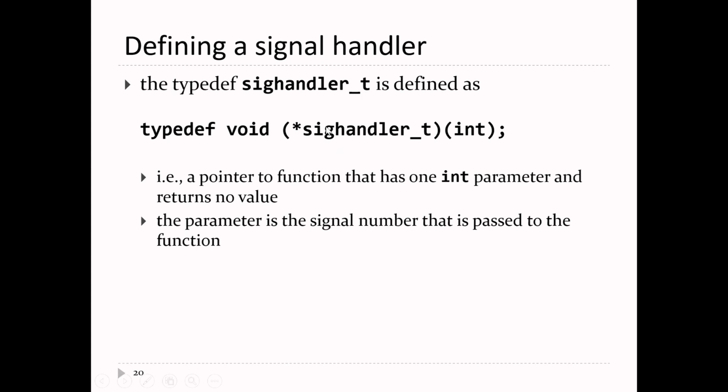To write a signal handler, you just define a function. Now, sighandler_t is just a typedef. It's a pointer to a function that returns void and takes an int as its input parameter. So it's a function, and the parameter is the signal number that's passed to the function.